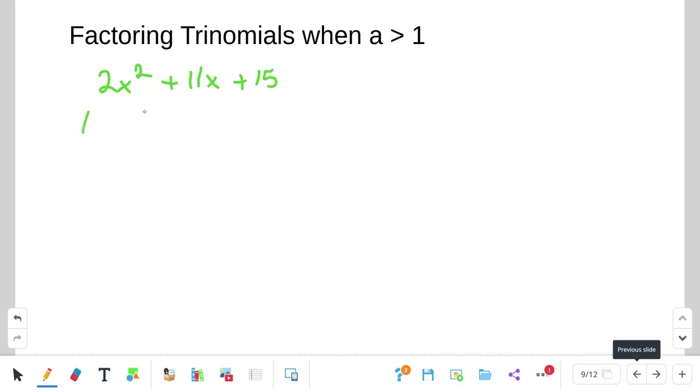So some teachers like students to have to guess and check. We know there's going to be x's in here, but somebody's going to have to get a 2, either that one or this one. Okay, and these numbers in here are going to have to be either 1 and 15 or 15 and 1 or 3 and 5 or 5 and 3. And so what a lot of teachers would say is just guess and check till you finally get it right.